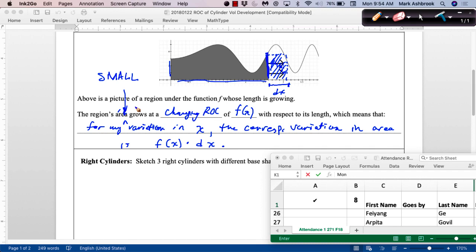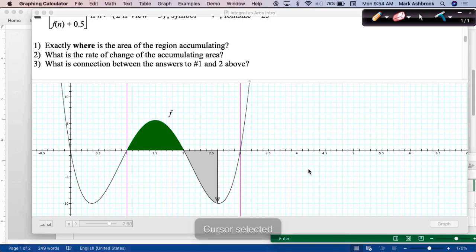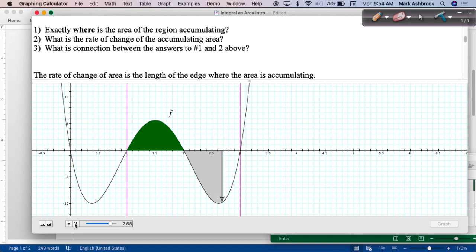Okay, so let's look at this. Anybody have a question on this review? Let's look at this here. So here I have a function, and I'm interested in what's happening from x equals 1 on. I have some questions for you.